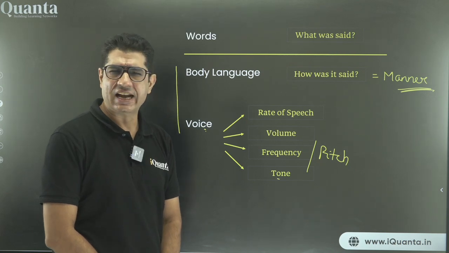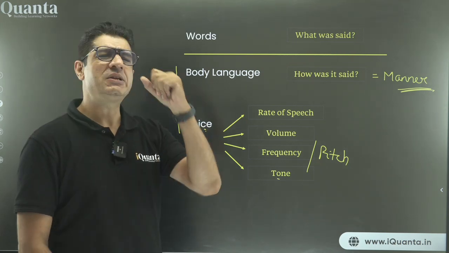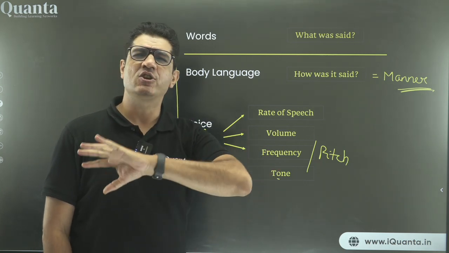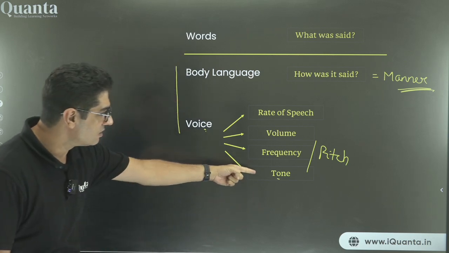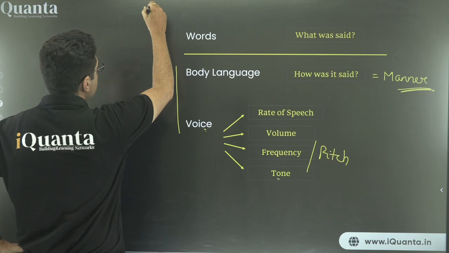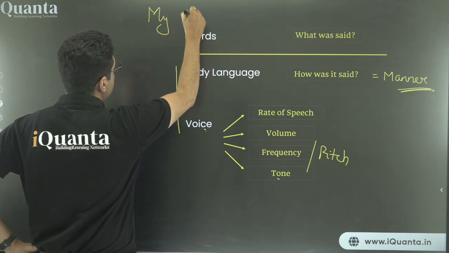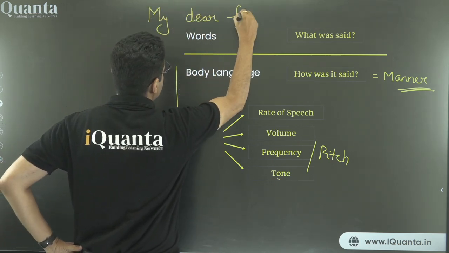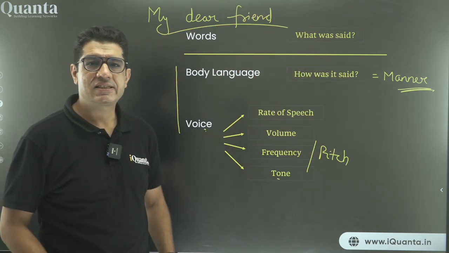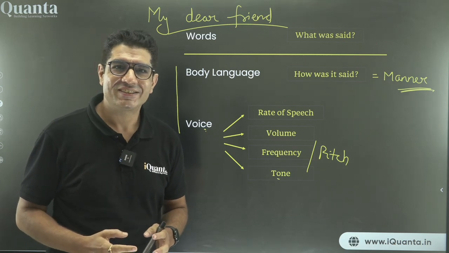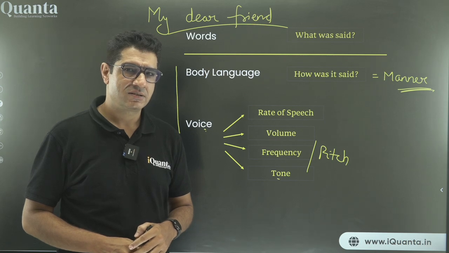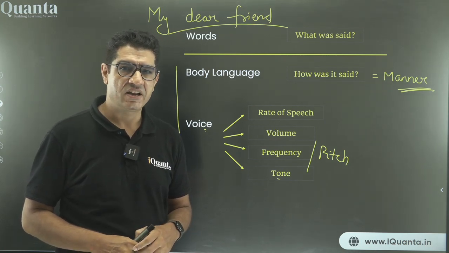So what exactly is a tone? Let me say something, the exact same thing. The only thing that I will change, the only thing that I will vary will be the tone, and then we can talk. So what I am going to say is this. That's it. So I can look at somebody and say, my dear friend. Or I can look at somebody else and say, my dear friend. Notice, my dear friend. My dear friend.